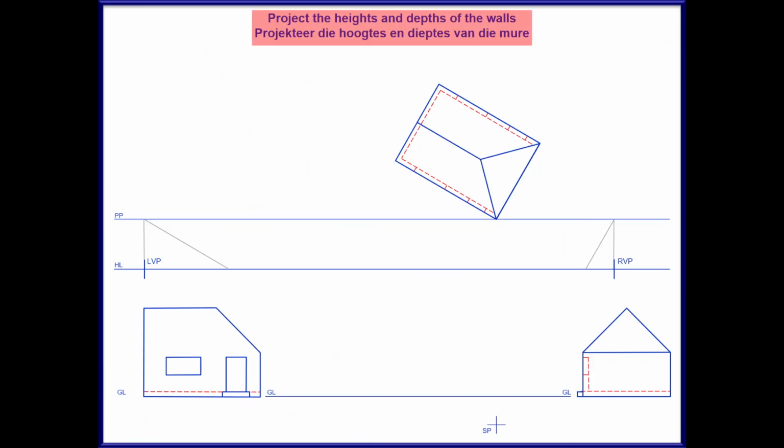So where my top view touches the picture plane, I'll project that line down towards my ground line. That specific line is my height line. Where it touches the ground line, I will project towards the left-hand vanishing point as well as towards the right-hand vanishing point.